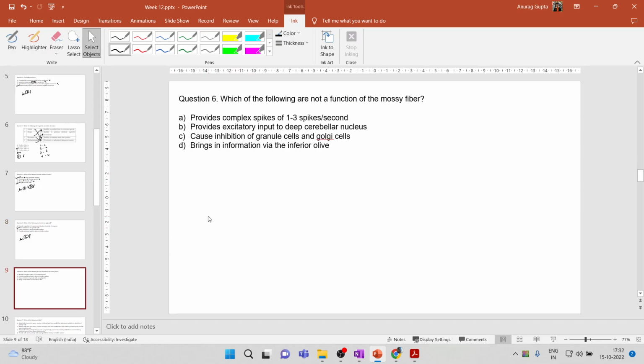Which of the following are not a function of the mossy fiber? So you can take 30 seconds and try and answer this.